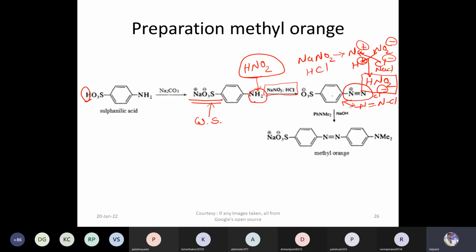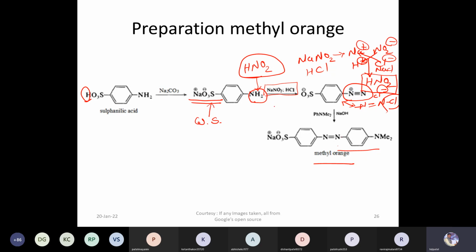Once the diazonium salt is formed, immediately we have to mix in N,N-dimethylaniline. When we mix N,N-dimethylaniline into this, the coupling reaction will take place, meaning replacement of this Cl will take place and the phenyl group will be attached, and finally we will get methyl orange.